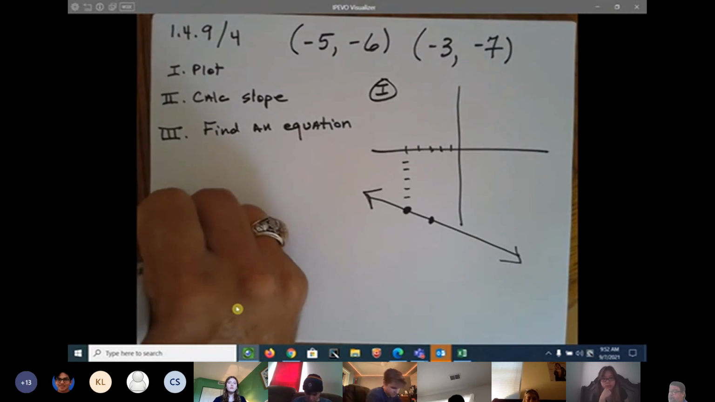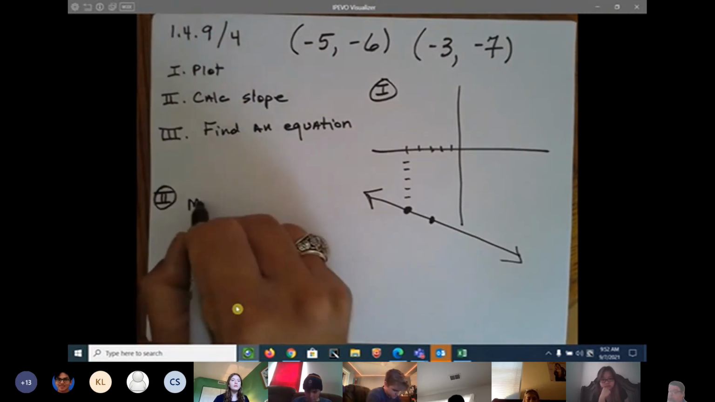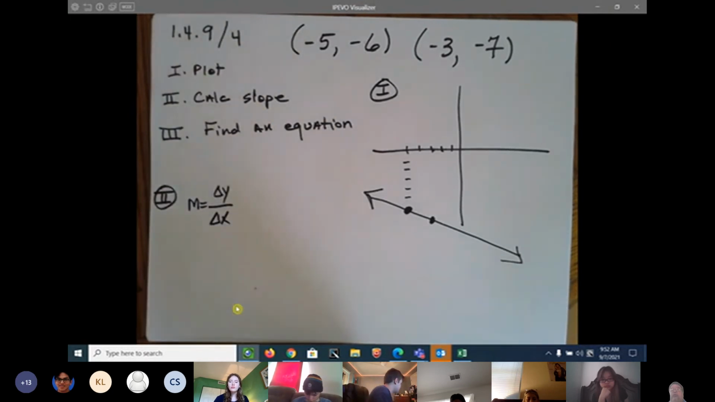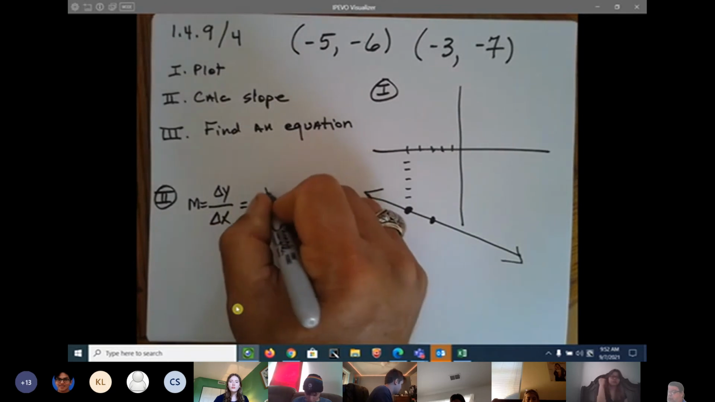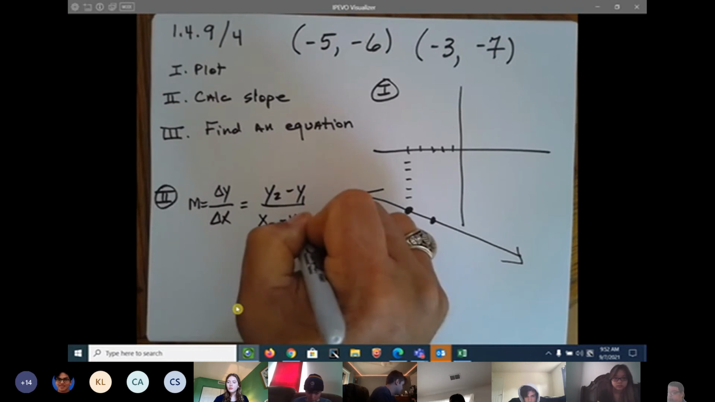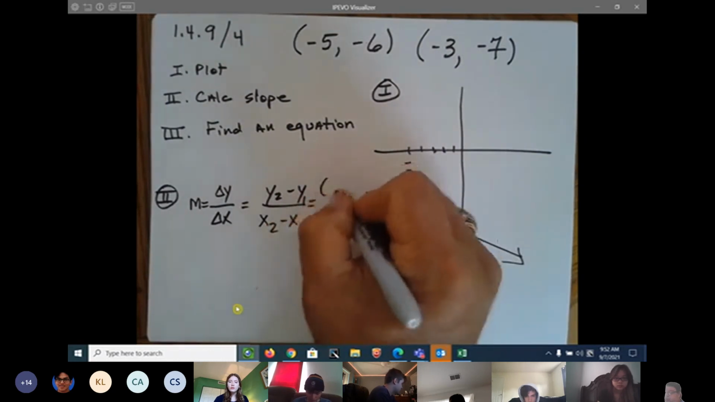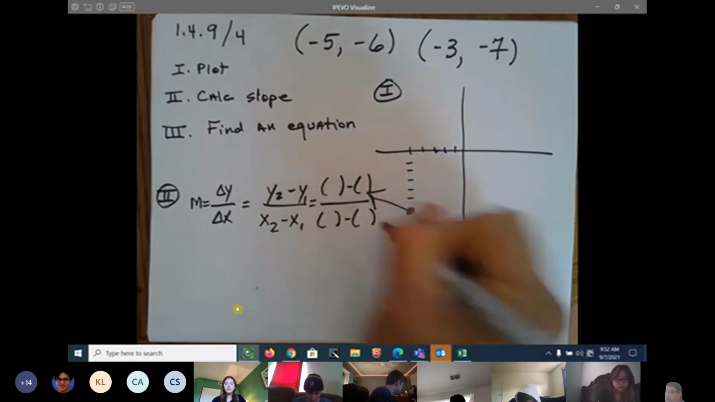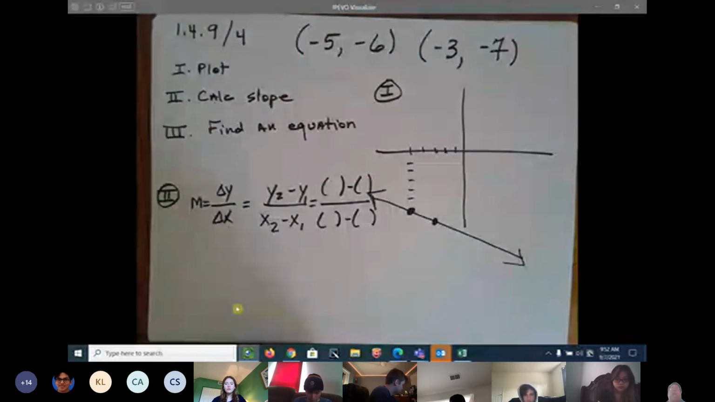Number 2, M is equal to delta Y over delta X, the change in Y over the change in X. And that's going to equal Y sub 2 minus Y sub 1 over X sub 2 minus X sub 1, which is parentheses minus parentheses over parentheses minus parentheses. Which way do we read? Okay, which way do we read in America?